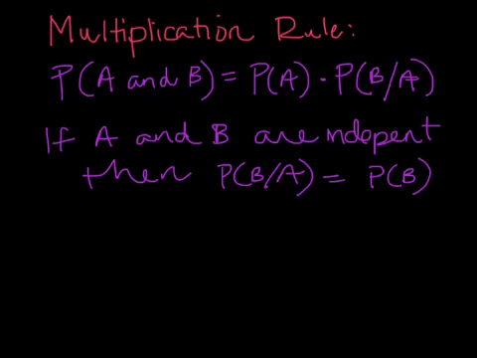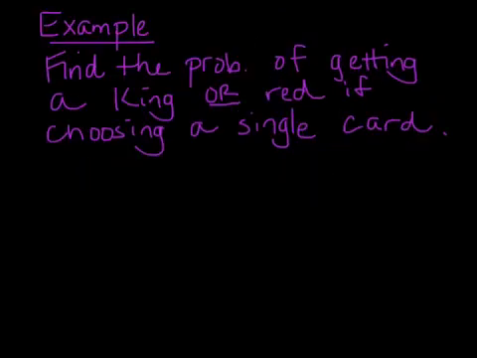Okay, so if we go back to that first slide, that example: find the probability of getting a king or a red if a single card is chosen. Even if I didn't write "choosing a single card," I'm just getting a card and I want to find the chance of it being a king or a red. So that's only one card, versus with an "and," it automatically means I'm choosing two cards.